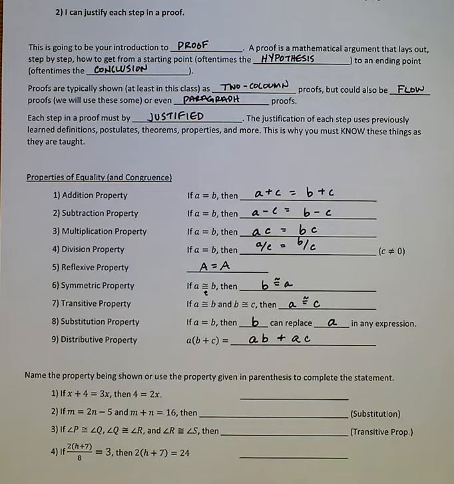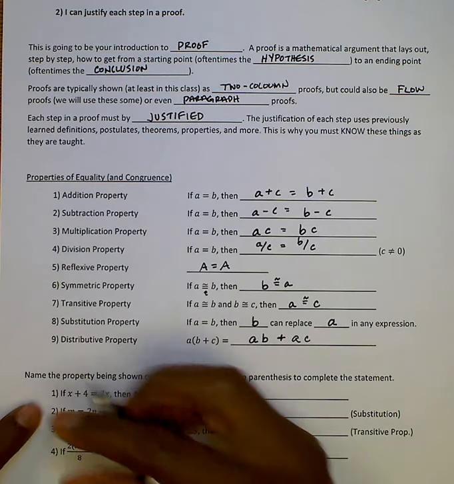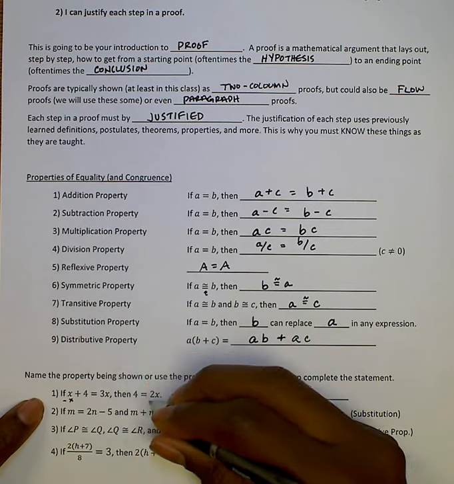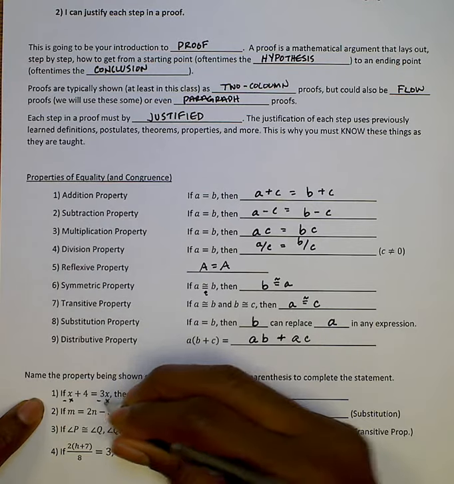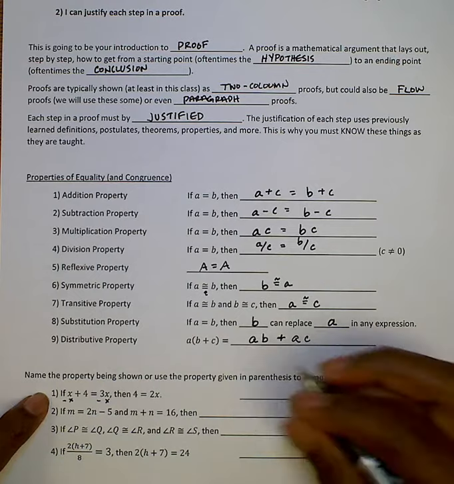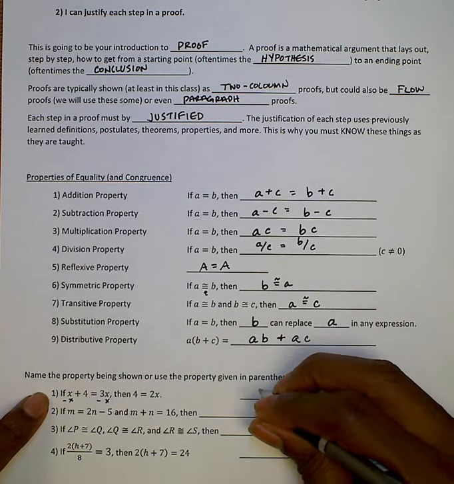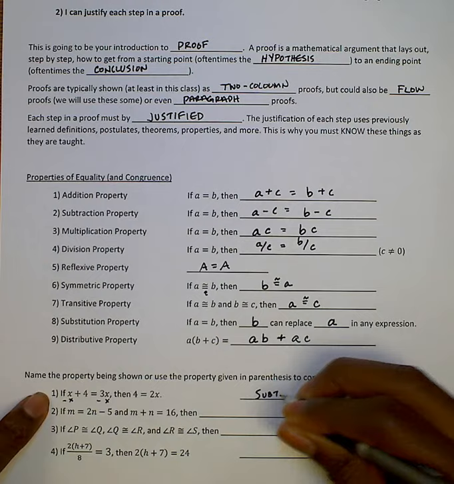So, if x plus 4 equals 3x, then 4 equals 2x. What happened? You have to ask yourself, what happened from this step to this step? Well, it looks to me as if we subtracted x from both sides. And so that's the subtraction property.